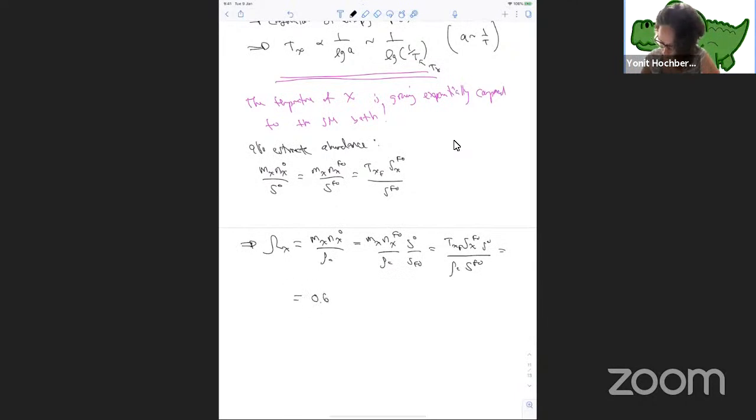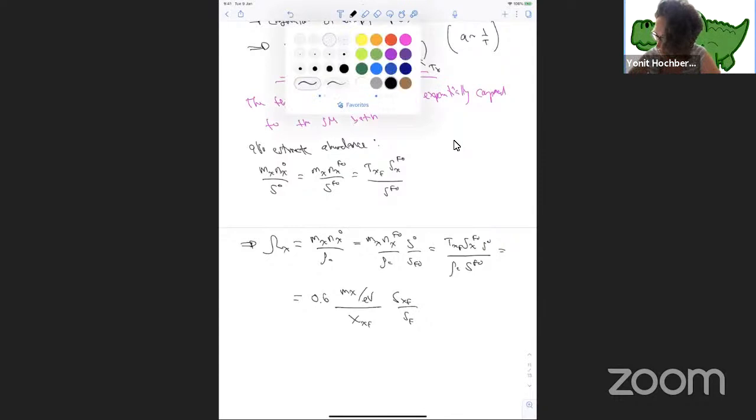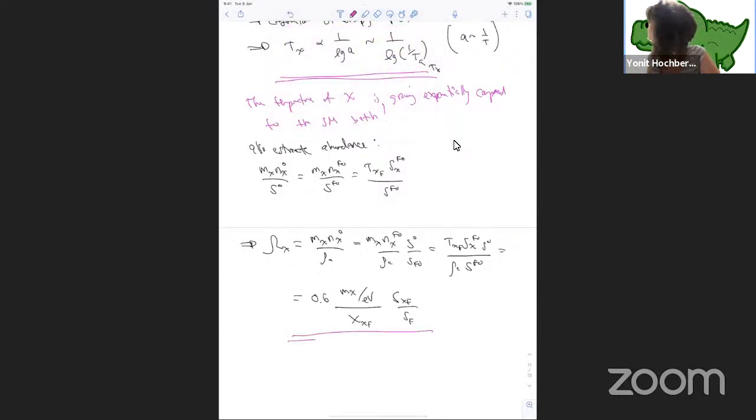So this equals 0.6, taking into account all the order 1s, times m chi over eV divided by T of chi at freeze out. So that's m over the dark temperature, times S chi F over S of F. This is the result that we arrive at over here. And so you see that you end up with very light dark matter, let's say of order the eV scale, unless somehow this ratio of entropies is very large. Unless there's either a huge temperature difference or some huge number of degrees of freedom difference. So this gives you very light dark matter.